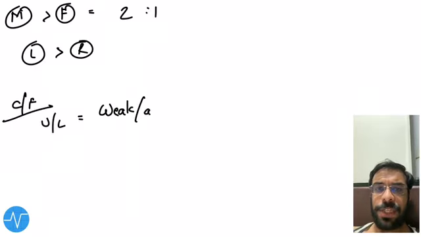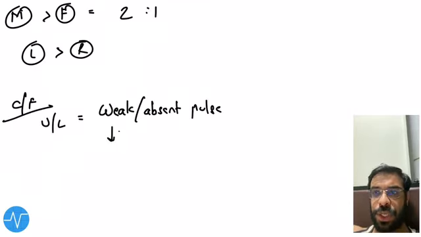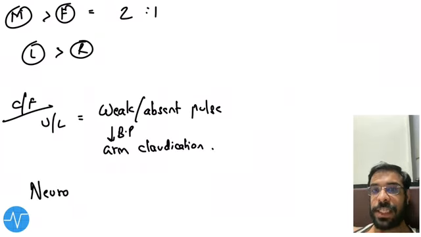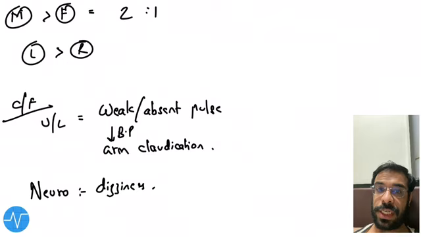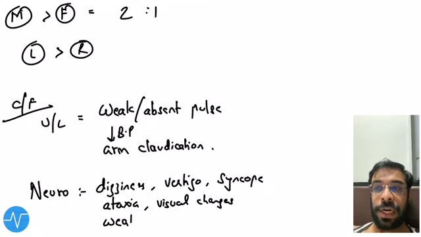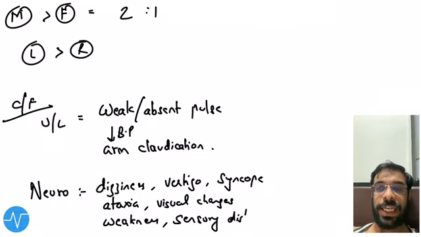What are the clinical features? Since the subclavian artery is stenosed, there is a unilateral or ipsilateral weak or absent pulse, decreased blood pressure, or arm claudication. Since the vertebral artery is being stolen from, there are neural symptoms like dizziness, vertigo, syncope, ataxia, visual change, weakness and sensory disturbance.